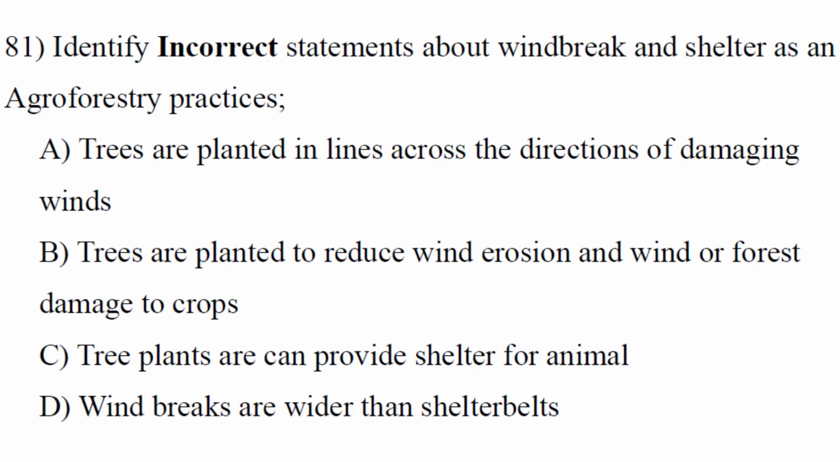81. Identify the incorrect statement about windbreak and shelterbelt in agroforestry practices. A. Trees are planted in lines across the direction of damaging winds. B. Trees are planted to reduce wind erosion and wind or frost damage to crops. C. Tree plants can provide shelter for animals. D. Windbreaks are wider than shelterbelts. Answer, D. Windbreaks are wider than shelterbelts.